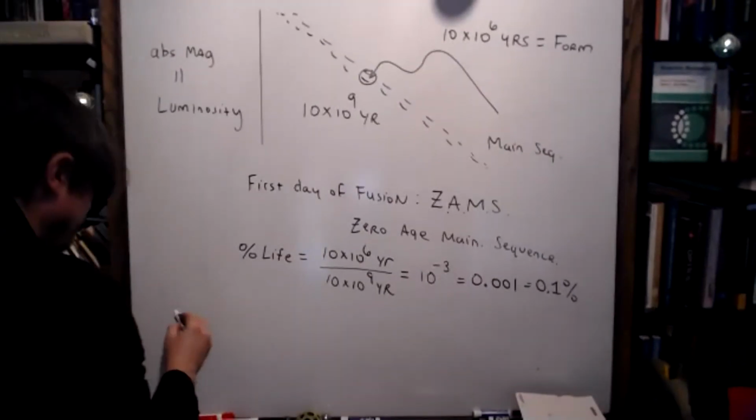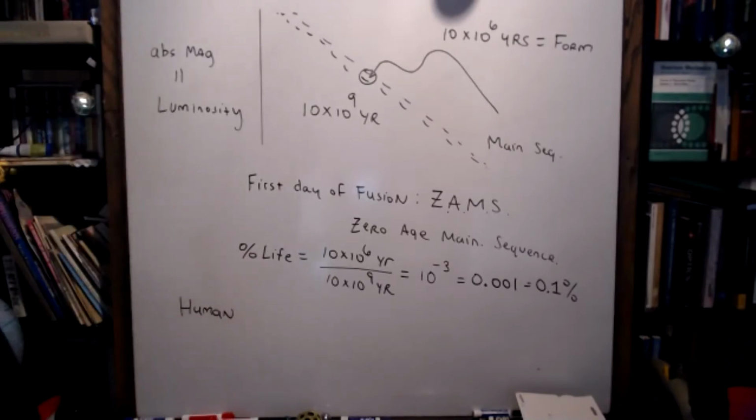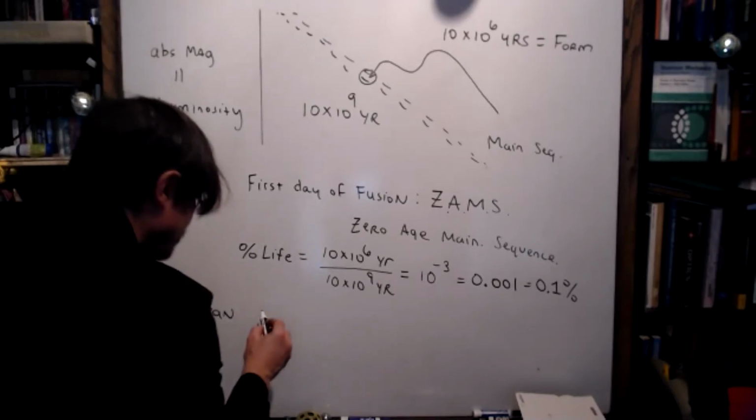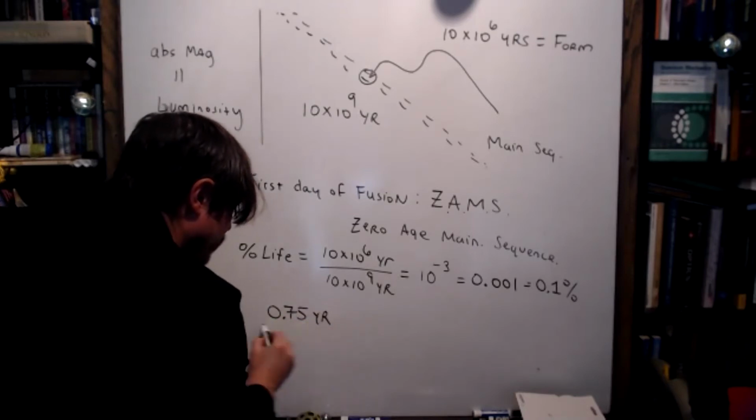What if we did this for a human being? How long does it take a human to form? How long does a human spend gestating in the womb? 9 months. What fraction of a year is that? 9 to the 12. No.